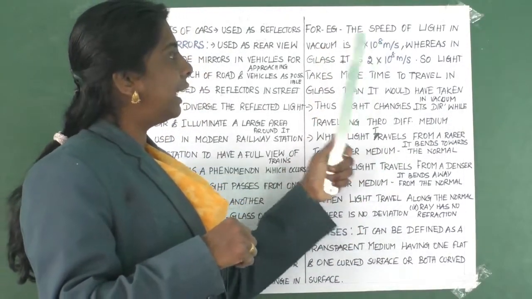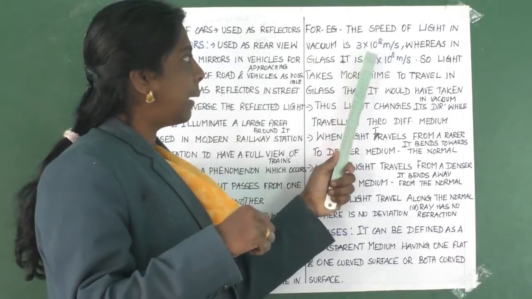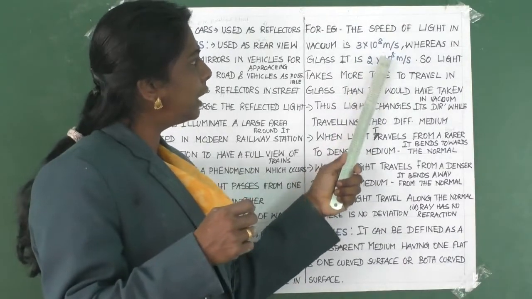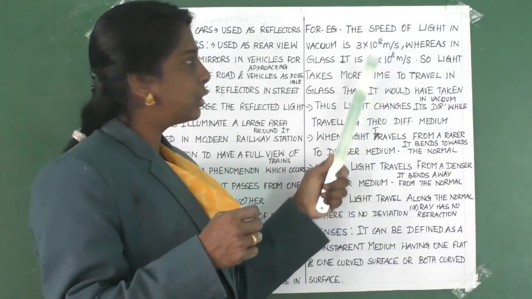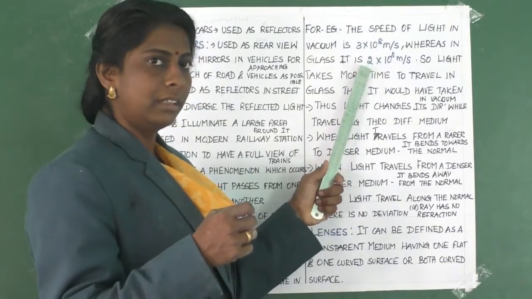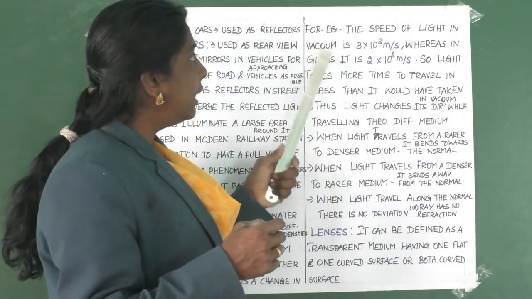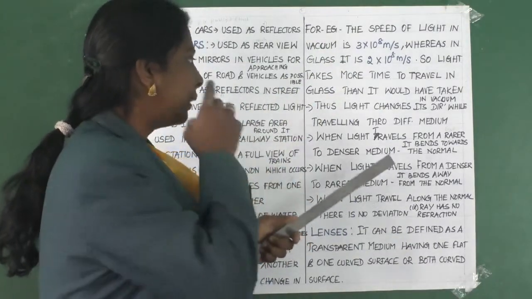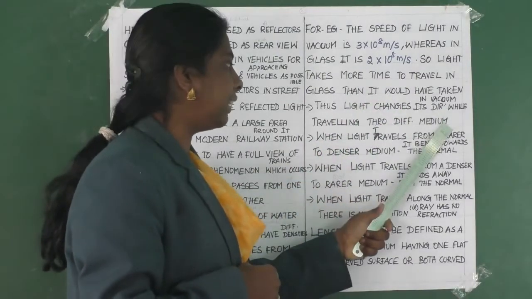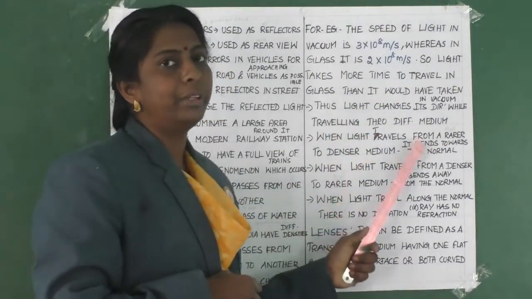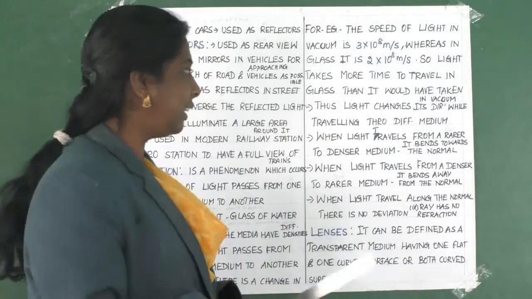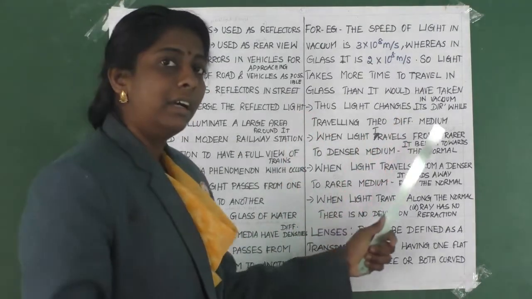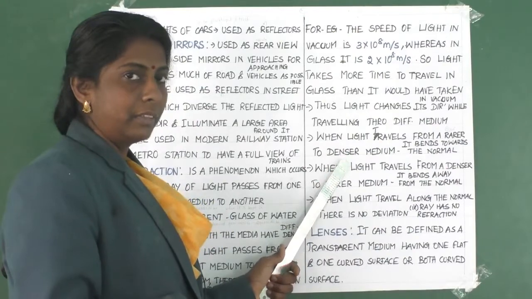Here, 3 into 10 power 8. Okay, for example, in short, 3 into 10 power 2, that is 300 meter per second. 2 into 10 power 2, that is 200 meter per second. So 300 is bigger or 200 is bigger? 300, is it not? So when the light is traveling through glass, it takes more time, is it not? That's why light changes its direction while traveling through different media. Clear, children? Yes.